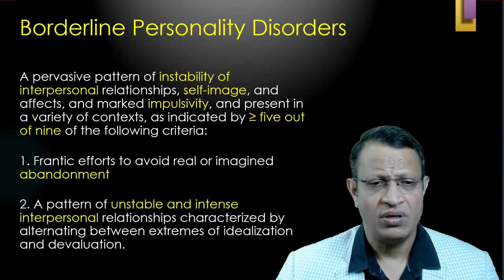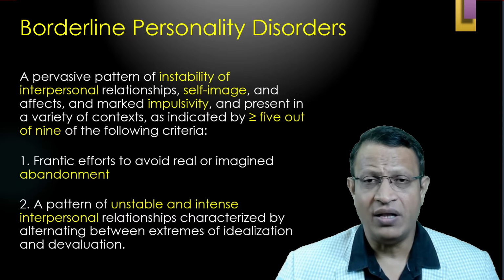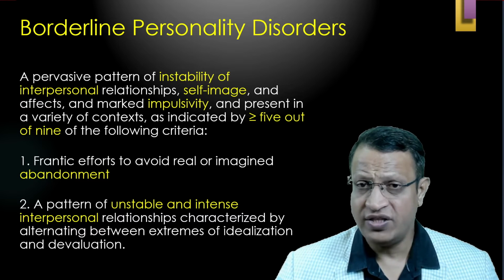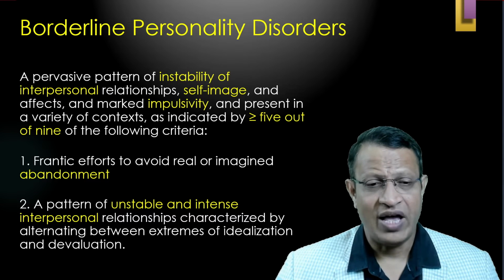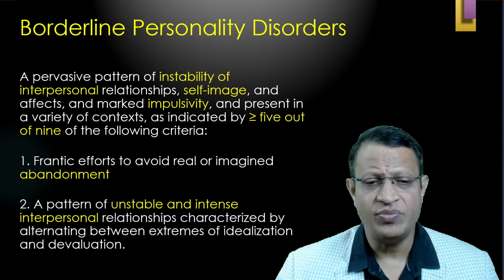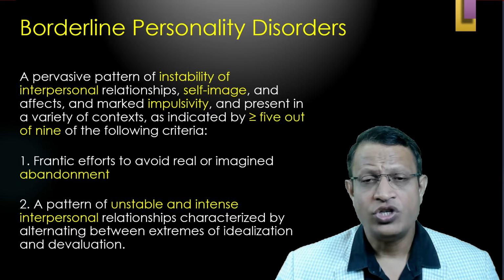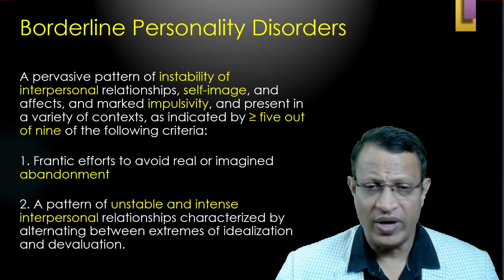First and foremost, frantic efforts to avoid real or imagined abandonment. That means they feel their partner or family members may abandon them. Although there is no evidence for that, they still believe they will be left alone. They will have a pattern of unstable, intense interpersonal relationships characterized by alternating between extremes of idealization and devaluation. Here, they may enter into stormy relationships and one night stands. This kind of impulsivity is well known.